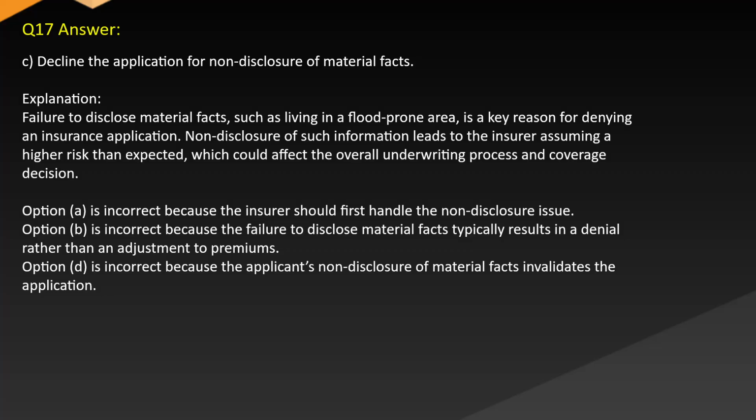Option A is incorrect because the insurer should first handle the non-disclosure issue. Option B is incorrect because the failure to disclose material facts typically results in a denial rather than an adjustment to premiums. Option D is incorrect because the applicant's non-disclosure of material facts invalidates the application.